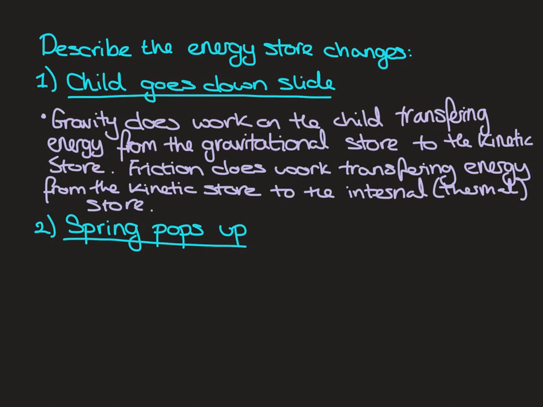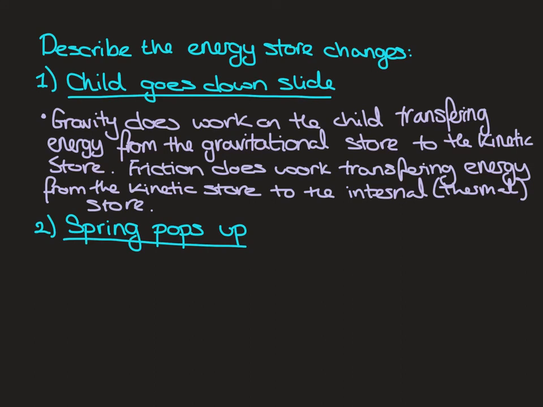So let's start with the child. At the beginning, the child is at the top of the slide. At the end, the child is at the bottom of the slide. Energy is being transferred from one store to another. How is it being transferred? It's being transferred by a force. There is a force doing mechanical work on the child. That force is gravity. Gravity does work on the child, transferring energy from the gravitational store that it had at the top of the slide to the kinetic store that it has at the bottom of the slide.